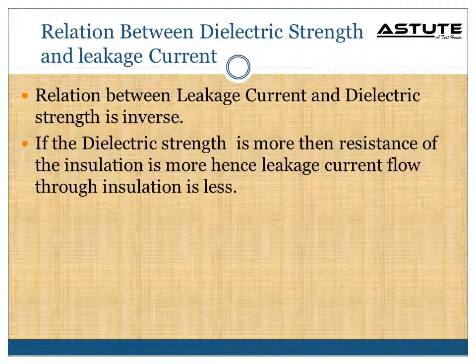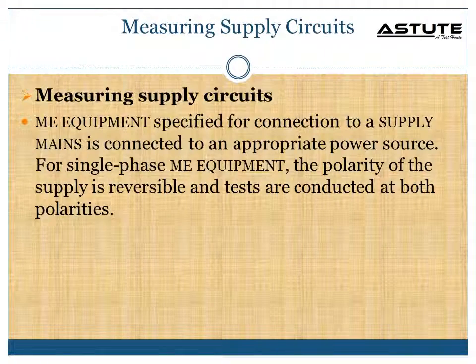The relation between the dielectric strength and leakage current is inverse. If the dielectric strength is more, it means the resistance of the insulation is more, hence the leakage current flowing through the insulation is less. While measuring supply circuits, the polarity of the supply is reversible and tests are conducted at both polarities.